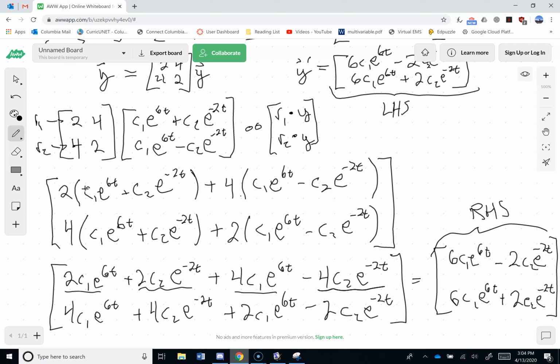Okay, so I now have a right-hand side and a left-hand side that I'm supposed to check if they're the same. Are they? Are these two things the same? Yes. Okay. One of them is y prime, the other one is the matrix 2, 4, 4, 2 times y. Because they're the same, that means that y is in fact a solution of this system of differential equations.